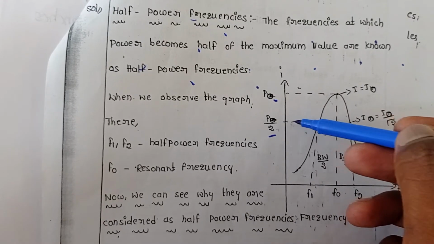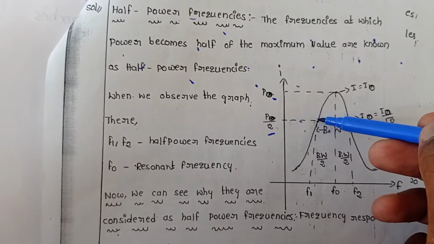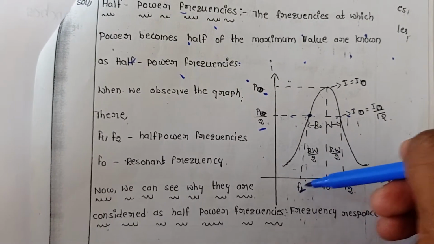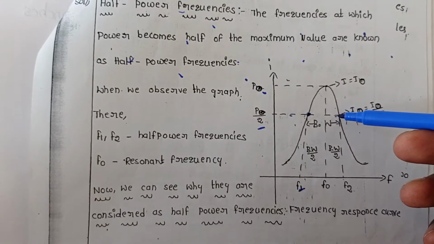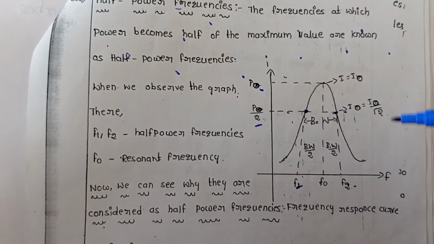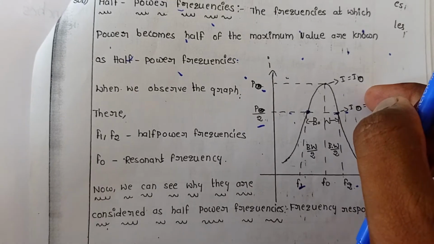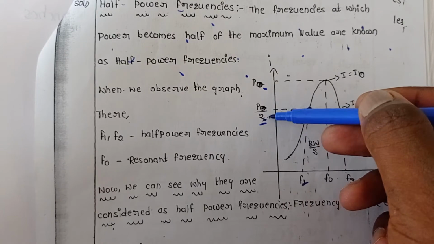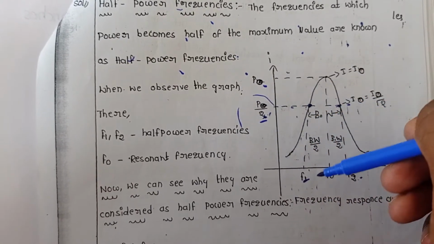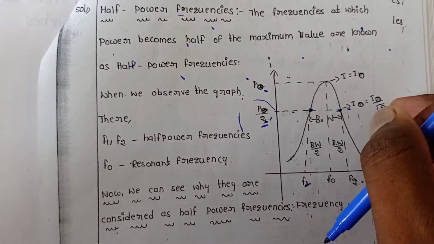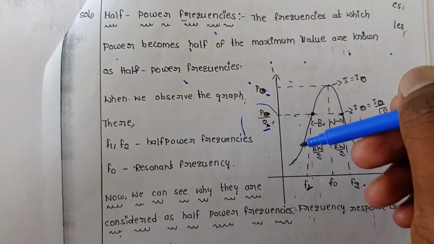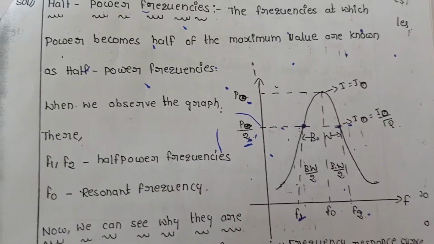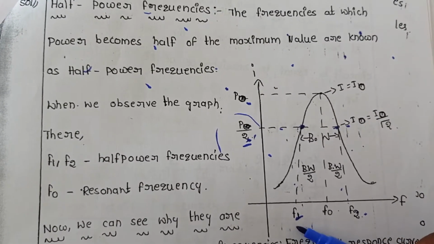Consider P naught by 2 as the half power, shown by this dotted line. Where this dotted line touches the curve at the first point is the first half power frequency, and the second point is the second half power frequency. Which means the frequency at which the power is half of the maximum power is the half power frequency. Okay, here observe F1 and F2.